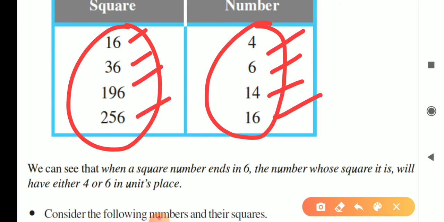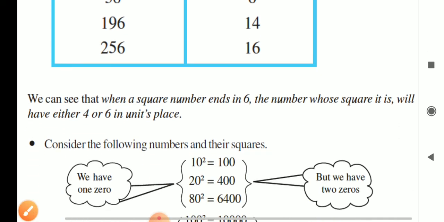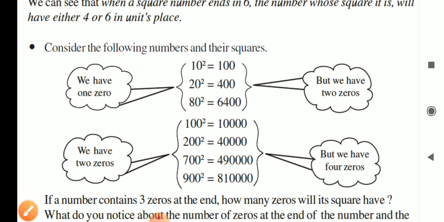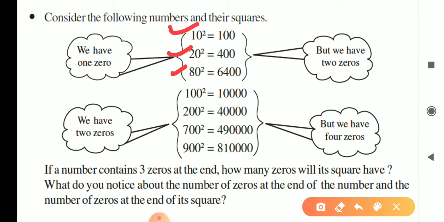You can see all these numbers have 4 or 6 at the unit place. We can see that when a square number ends with 6, the number whose square it is will have either 4 or 6 in its unit place. Consider the following numbers and their squares. Here some numbers are given with 0 at the unit place: 10, 20, 80.